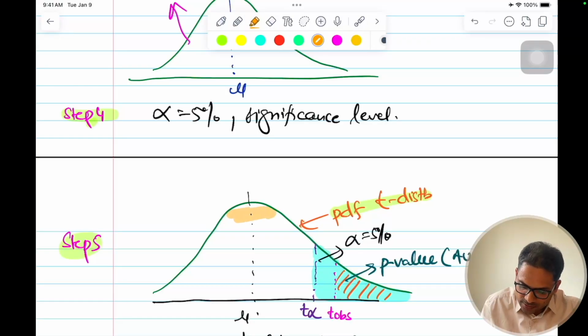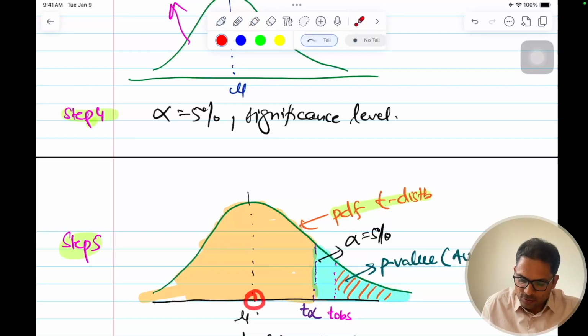Let me color it with orange. This is the remaining area. So if it is in this orange region, it should ideally be close to zero. Both the means should be the same. That is my null hypothesis.